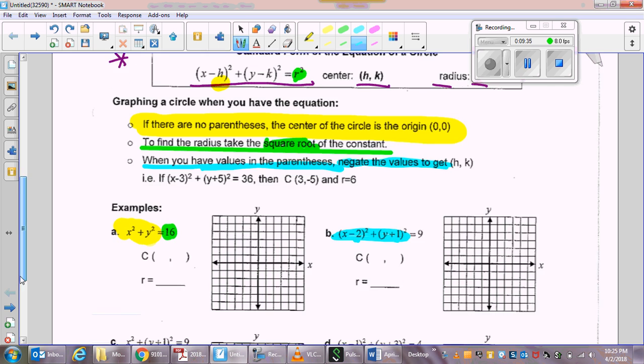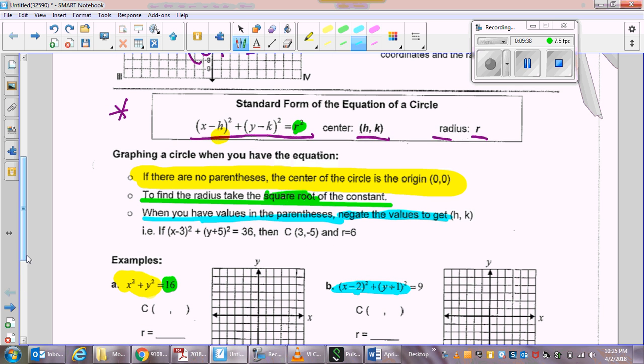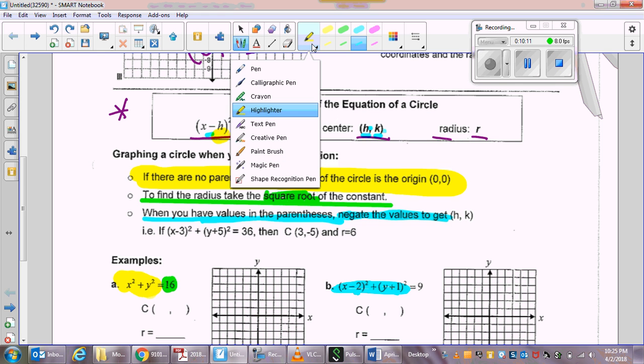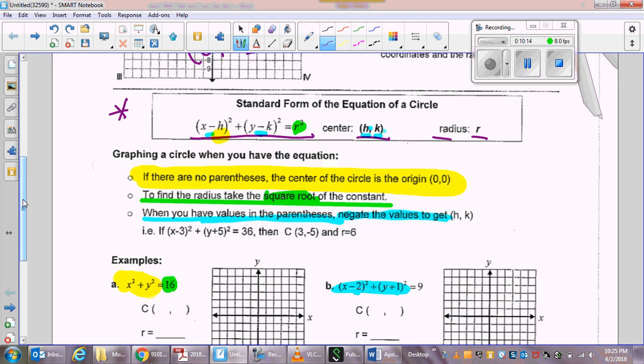What does it mean to negate? If you look, the equation has a negative, right? It says x minus h and y minus k, where the center is a positive h and a positive k. The equation has a negative, so the negation of negative h is positive h. The negation of negative k is positive k, which is the opposite. To negate something means to write the opposite of that number, right? So that's what you guys have to remember.